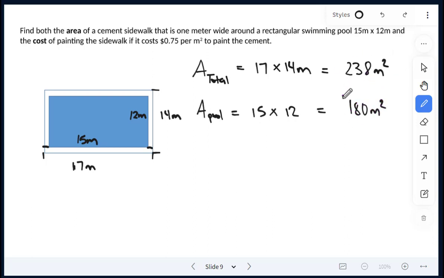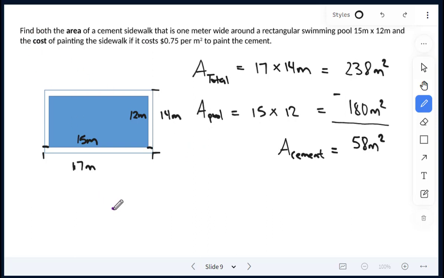So if we take the area total, subtract out the area of the swimming pool, so we're just going to subtract, that will leave me with 58 meters squared. That leaves me with the area of the sidewalk. So this is the area of the cement sidewalk. So the area of the cement sidewalk is 58 meters squared. All right, that's the first part, was to find the area of the cement sidewalk. The next part is to figure out the cost of painting the sidewalk.